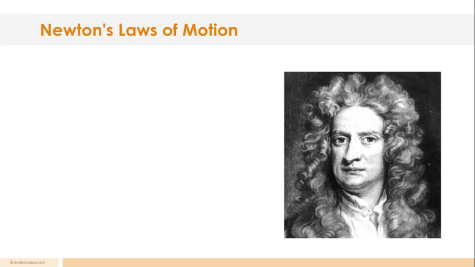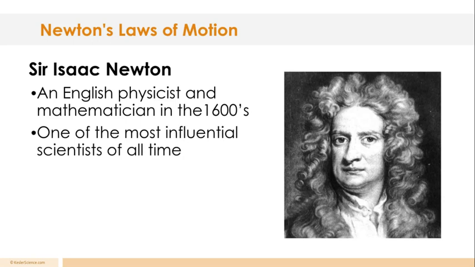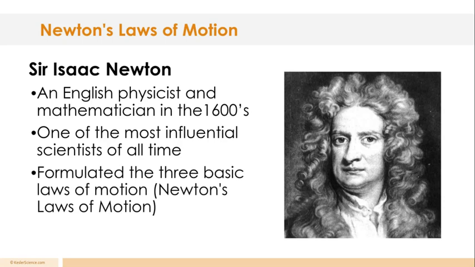summarize this topic. So, Isaac Newton, it's Sir Isaac Newton because he was knighted, was an English physicist and mathematician in the 1600s. So, these laws came around a long time ago. He is also one of the most influential scientists of all time, not only because of his laws of motion, but also for his theory of gravitation. All right, so he's the guy well known for the apple falling on his head and coming up with gravity. So he formulated the three basic laws of motion, and we're going to go over those today.